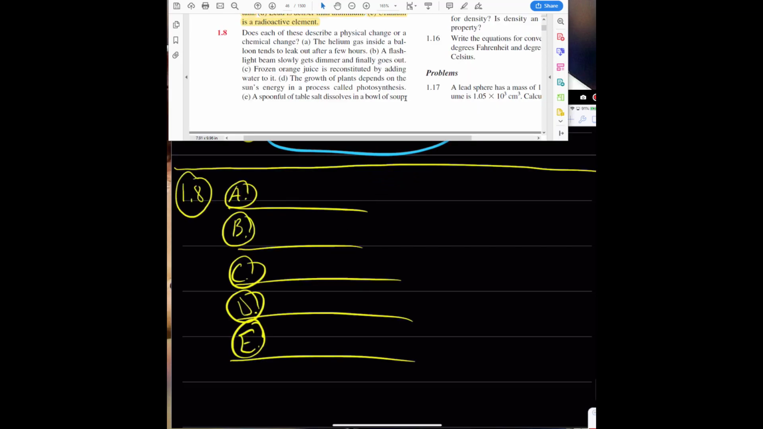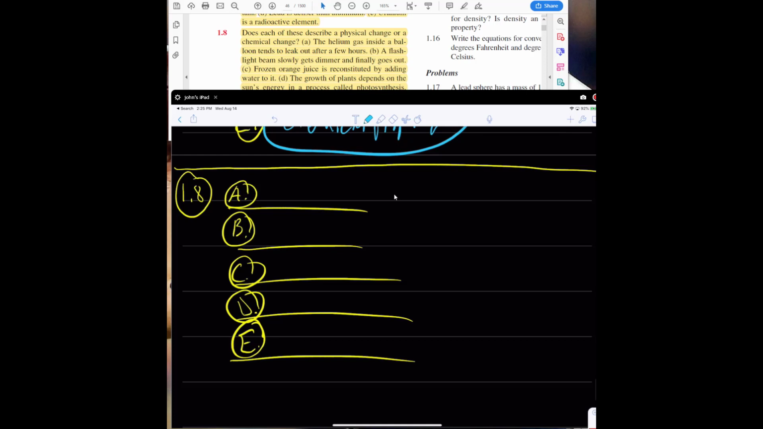Okay, question 1.8. We're asking, does each of these describe a physical change or a chemical change? In part A, the helium gas inside a balloon tends to leak out after a few hours. Physical change or chemical change?